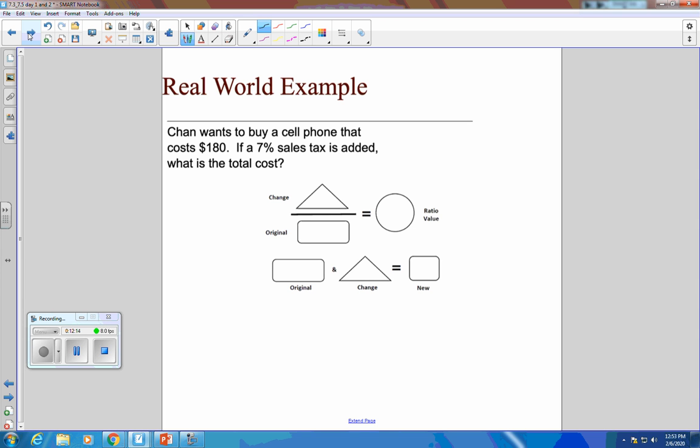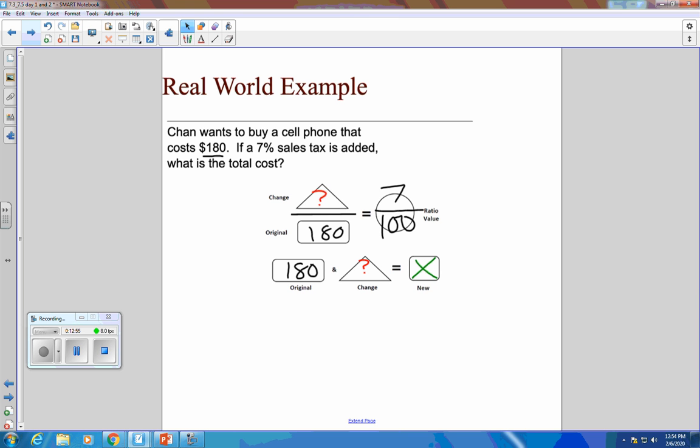Okay, this one says Chan wants to buy a cell phone that costs $180. If the 7% sales tax is added, what is the total cost? I want you to pause it and try this one on your own. It's just like the one we just did. Okay, so we know that the cost is $180. That's going to be our original cost. I'm going to plug that in for both rectangles. Then I see that there's a 7% sales tax, so I'm going to put 7 over 100. I need to first solve for my triangles. Those are going to be my question marks. Then I'm going to solve for my square, my total value.